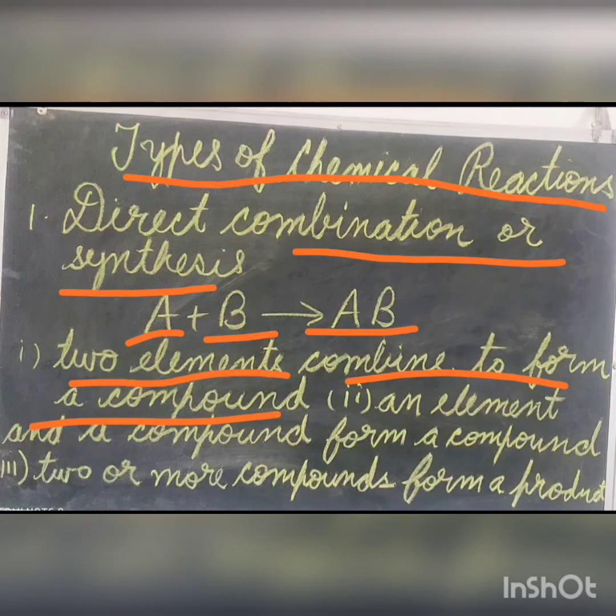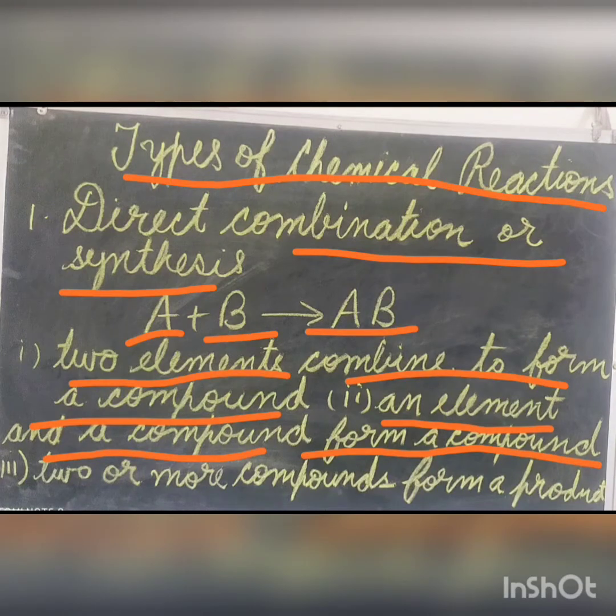Now, second type of combination reaction in which an element and a compound react together to form a compound. For example, carbon monoxide, a compound, burns in the presence of oxygen, which is an element, to form a single product, carbon dioxide. 2CO plus O2 gives 2CO2. Sulfur dioxide, which is a compound, reacts with oxygen to form sulfur trioxide. 2SO2 plus O2 gives 2SO3.